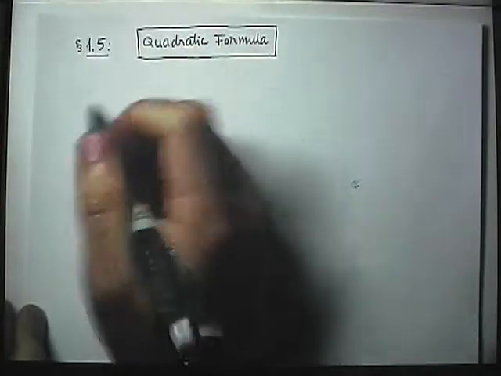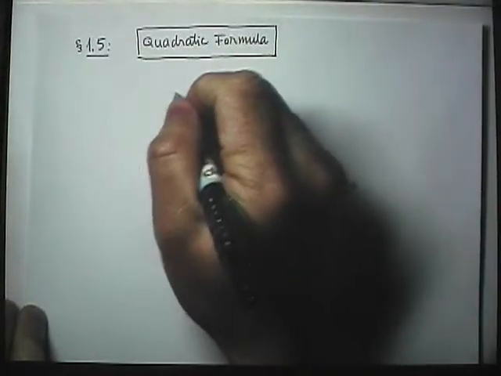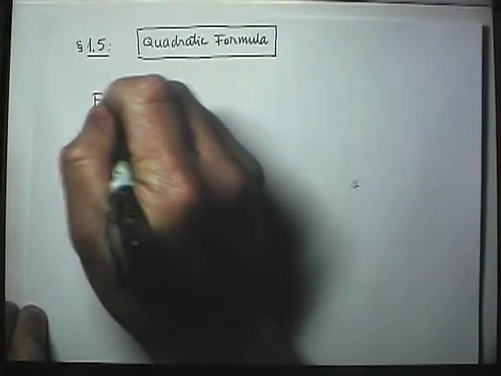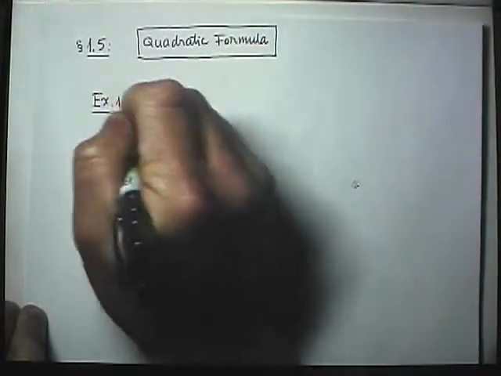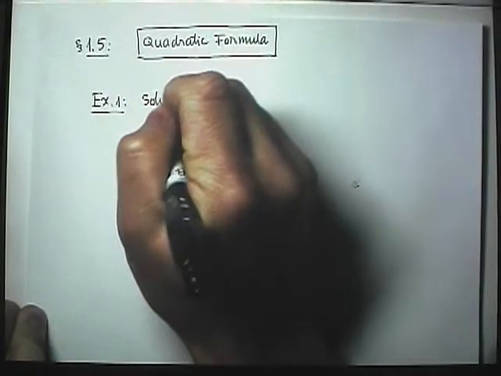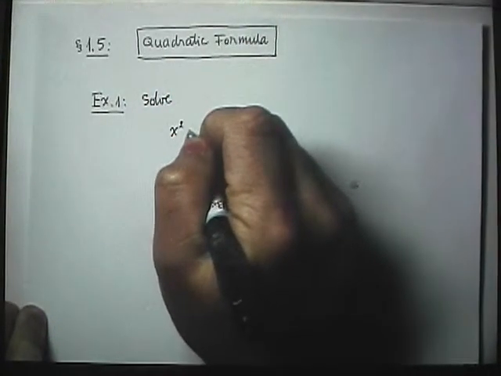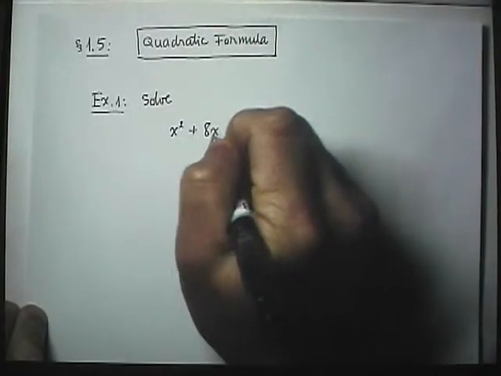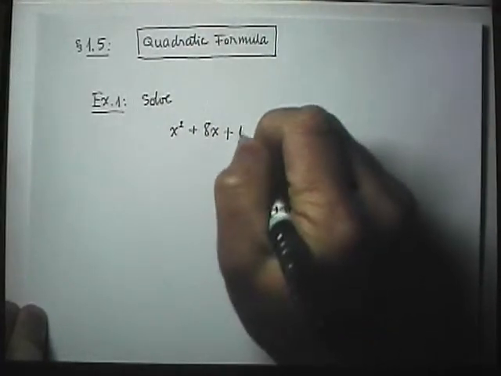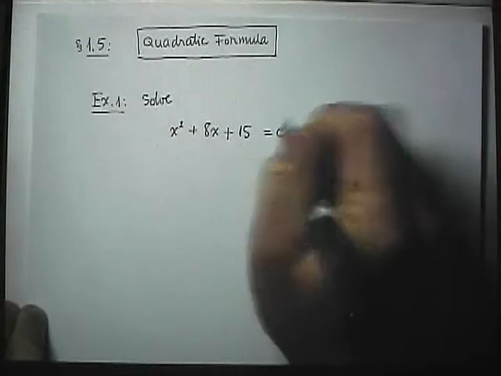Now, in class, I already discussed and introduced the quadratic formula. So let's look at example number 1 here. We want to solve the quadratic equation x squared plus 8x plus 15 equals 0.